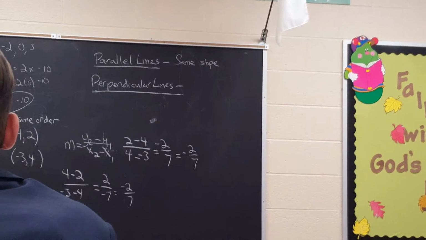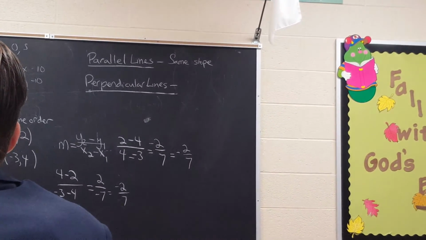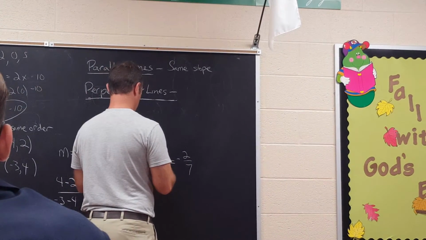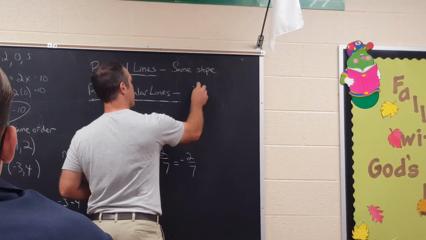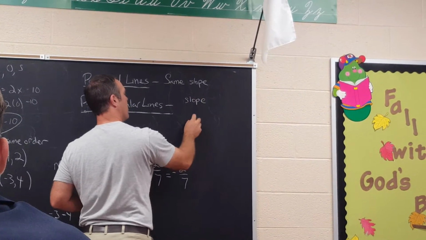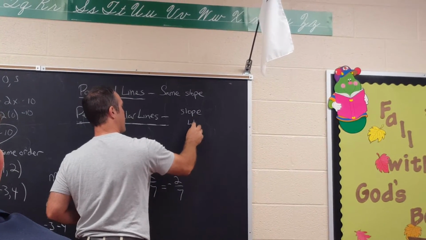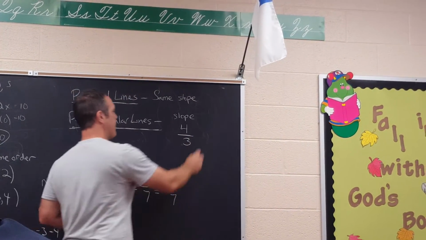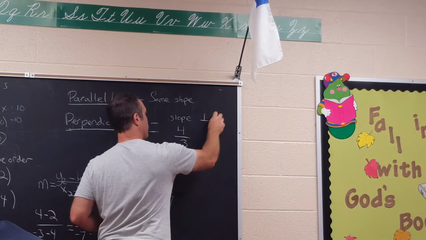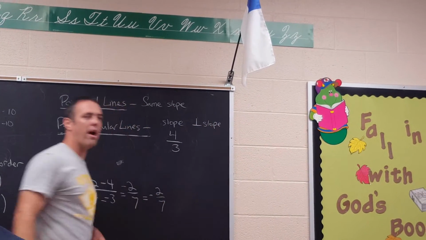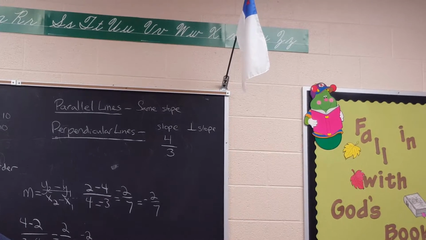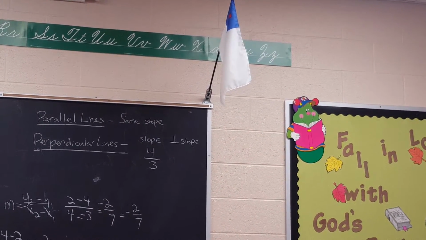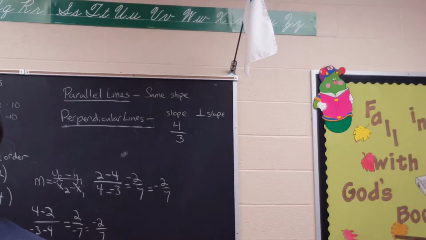What's true about their slope? Almost. Okay, let's say the slope was 4 over 3. The perpendicular slope to that would be what? Not quite the reciprocal. You're close. The reciprocal would be 3 over 4. What's the answer? Remember how they would go?